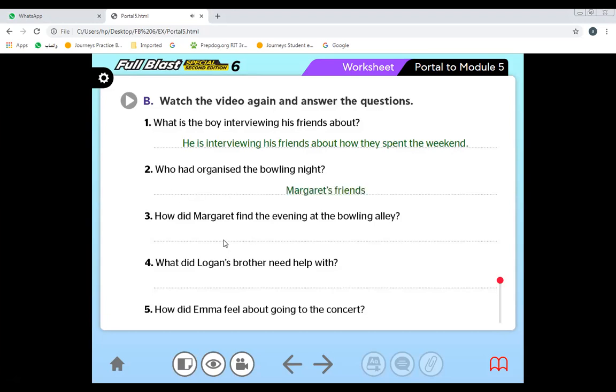How did Margaret find the evening at the bowling alley? Bowling alley means like the court or the stadium of the bowling, or the place where we can play bowling. How did Margaret find the evening at it? Was it nice or bad? Nice. Yes, it was exciting and she had so much fun.